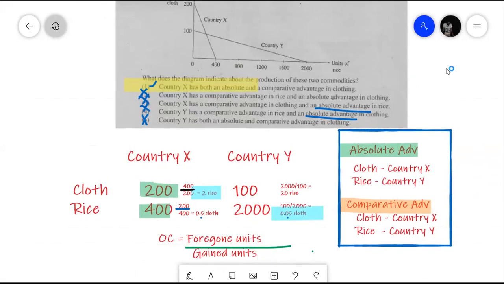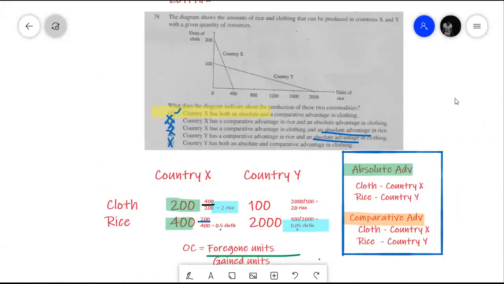Okay. Right. Are we okay with that? Question 38. Yes. Okay. Now this type of question will be repeated every single year.